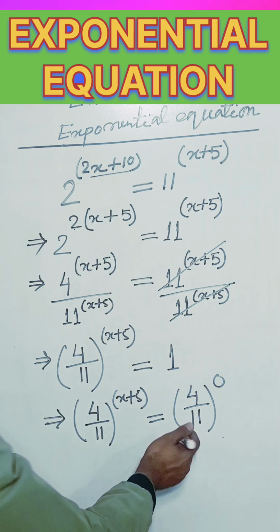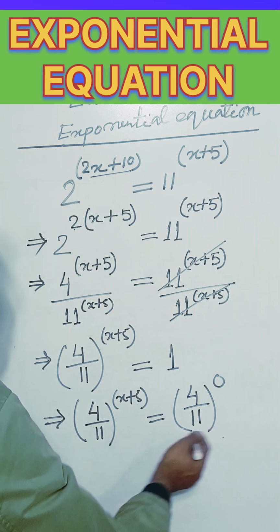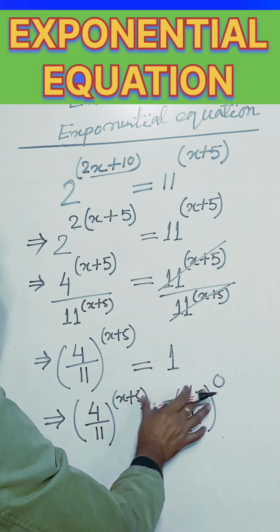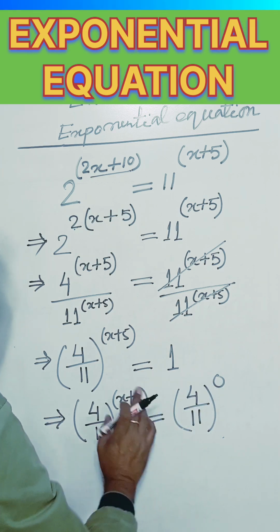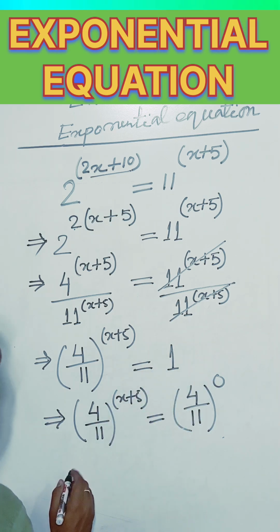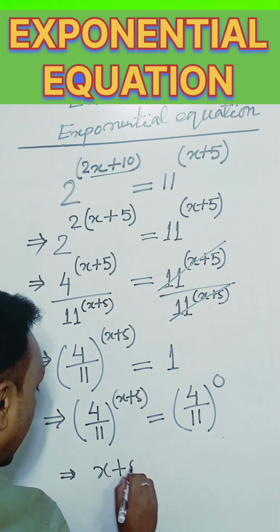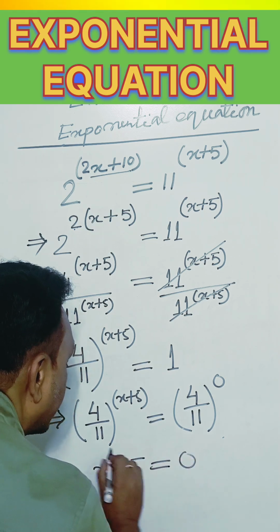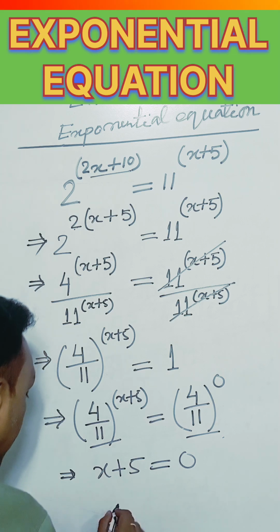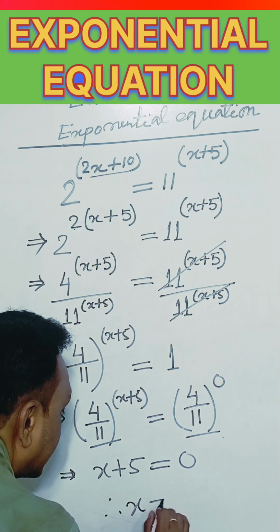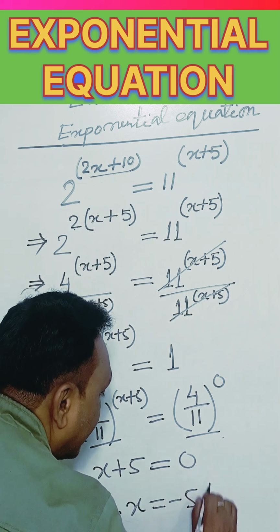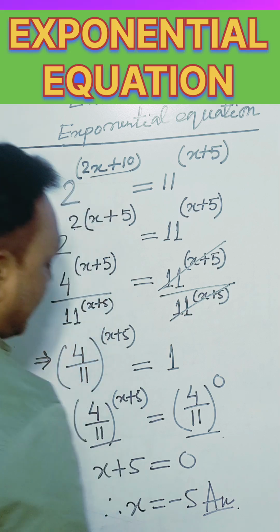Now according to the laws of exponents, if the bases are the same, then we can equate their powers. If it is equal, we can equate their powers. That means x plus 5 equals 0. Since the bases are the same, therefore x equals minus 5 is the answer.